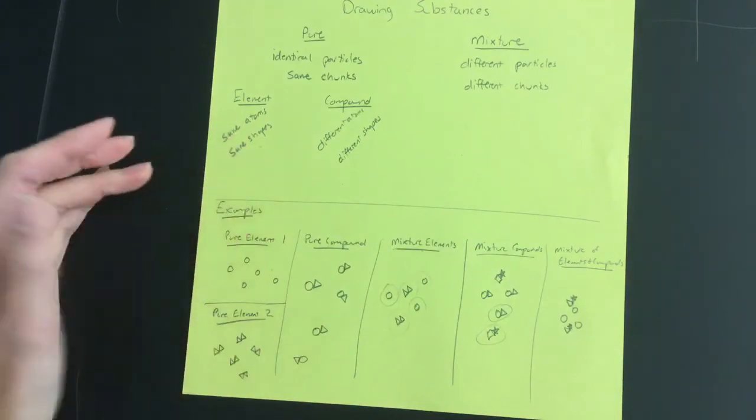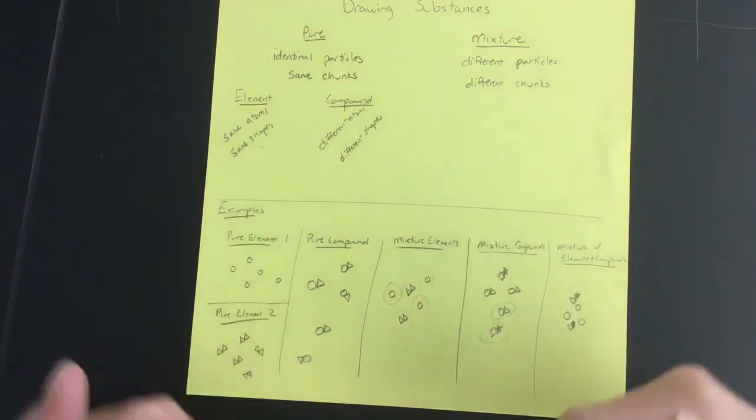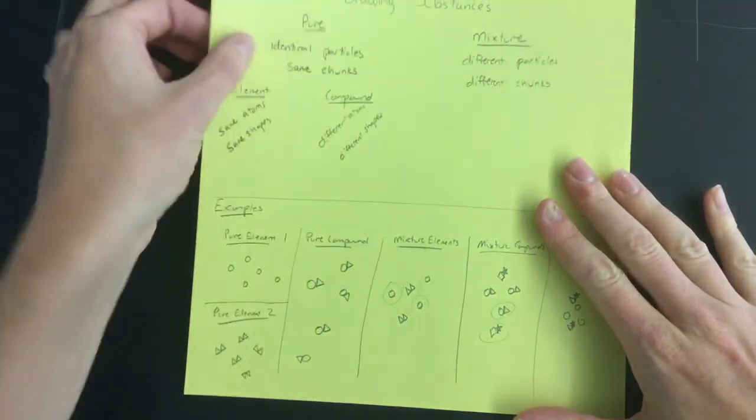So that's pretty much it. If you can identify from the picture, then you can easily draw them. And if you can draw them, then you can easily identify them. So working both ways is a valuable skill.